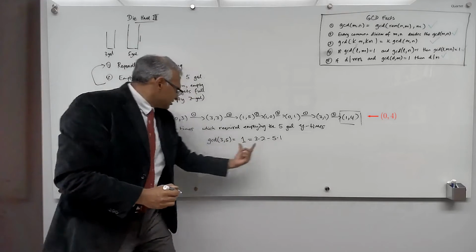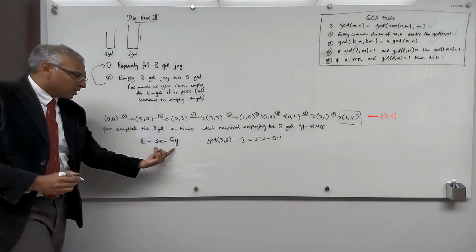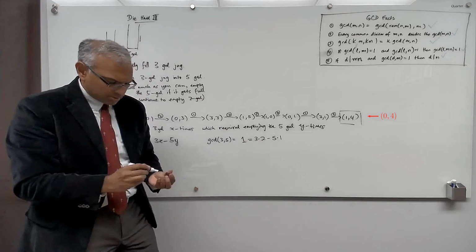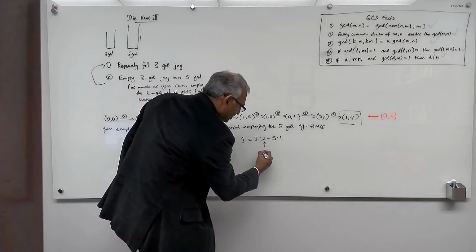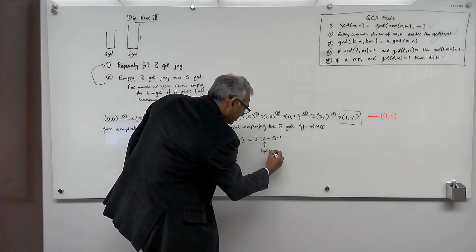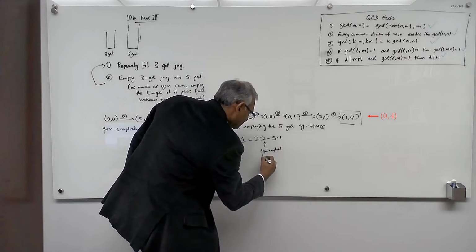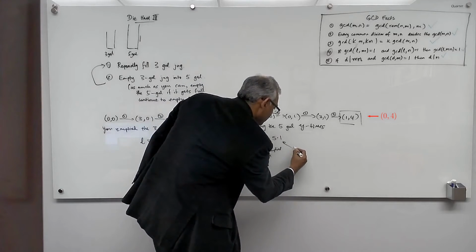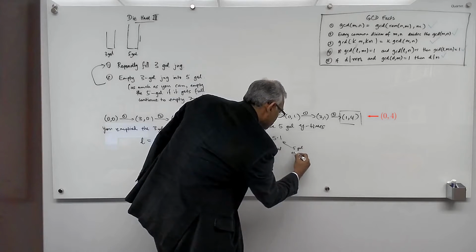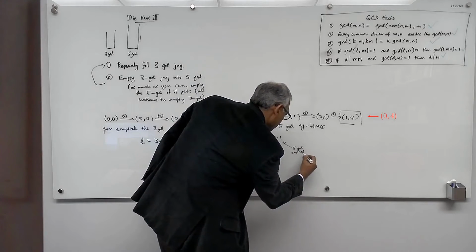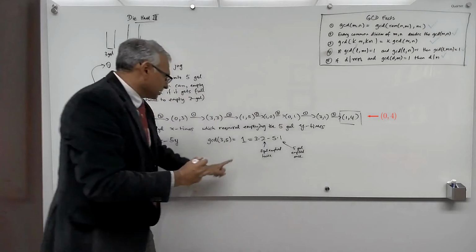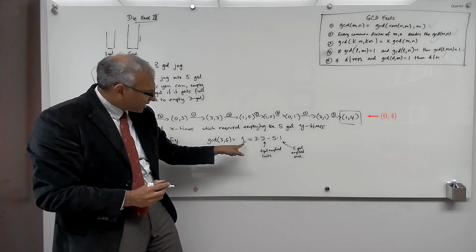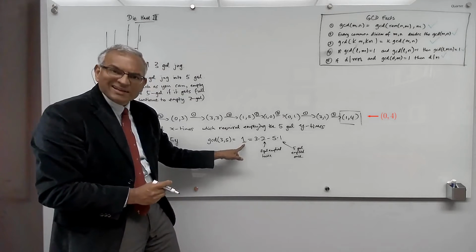And this, in this example, exactly corresponds to emptying the 3-gallon jug twice. Okay, so emptying twice the 3-gallon jug, 3 gal emptied twice. And the 5-gallon has to be emptied once. 5 gal emptied once. Okay, and indeed, if you do that, you should have the GCD of 3 and 5 in there, which is 1.